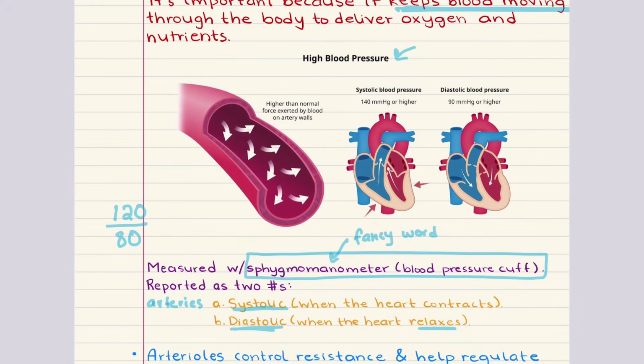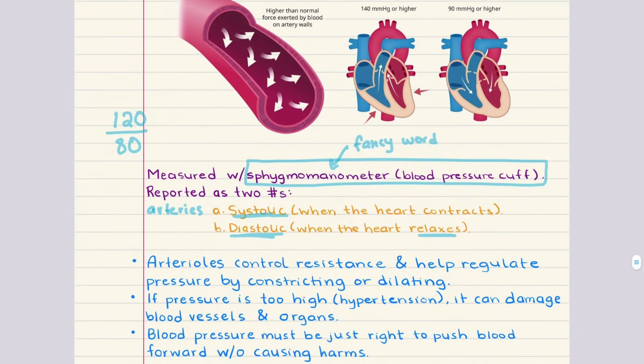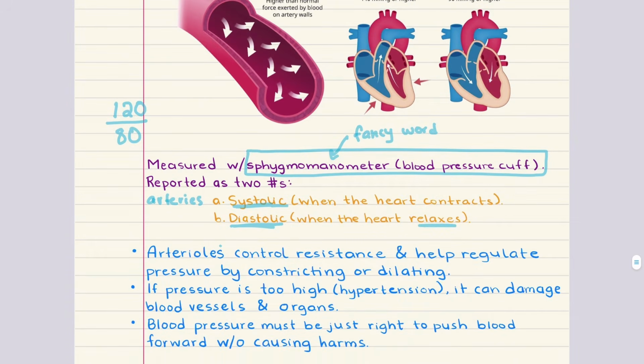One of the most important regulators is the smooth muscle in the walls of the arterioles, which are small branches of arteries. Arterioles control resistance, and they can constrict to increase resistance and raise pressure, or they can dilate to decrease resistance and lower pressure. That's why they're often referred to as resistance vessels. This is especially important in making sure that blood is directed to where it's needed the most, like the muscles during exercise, or to the digestive organs after a meal.